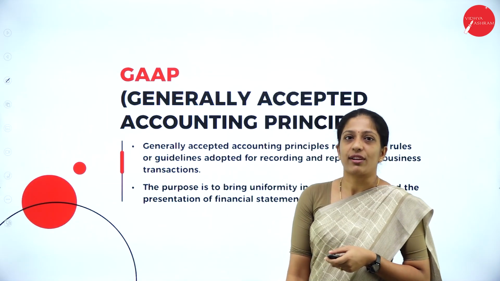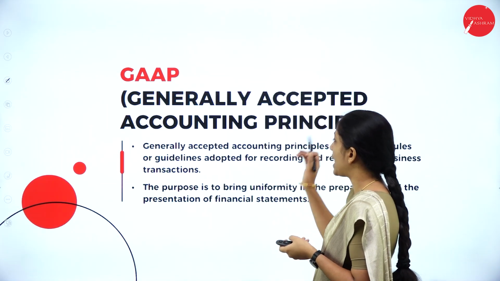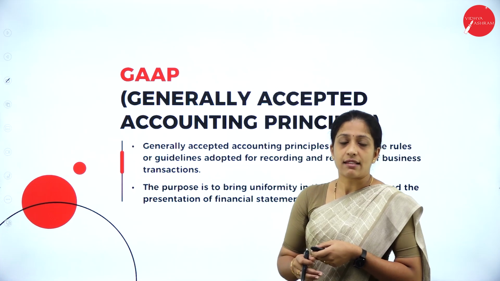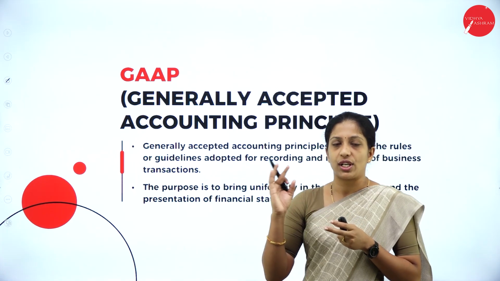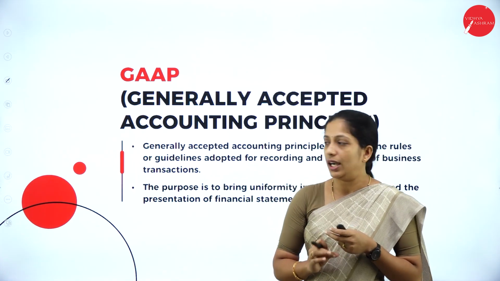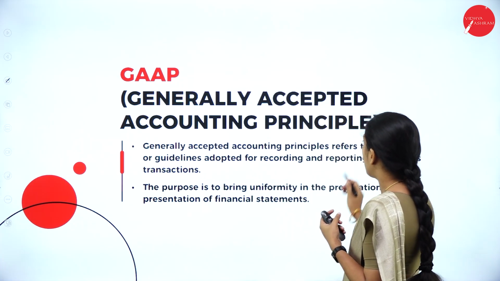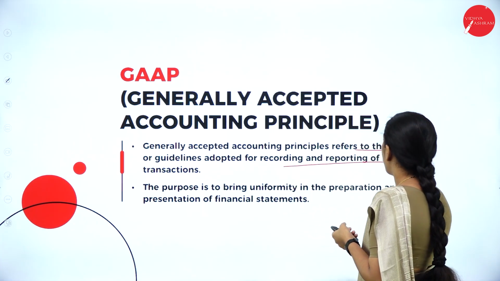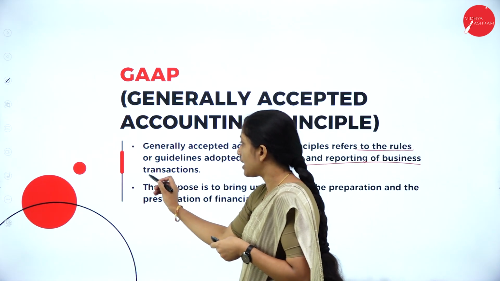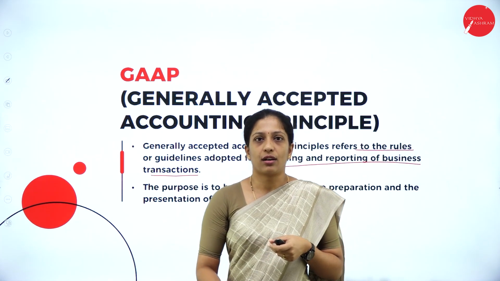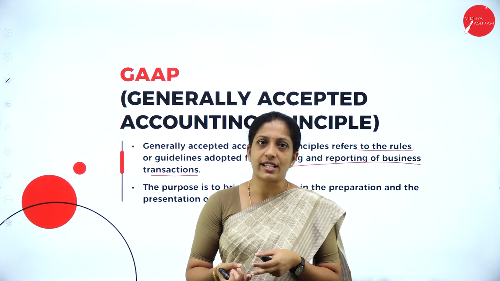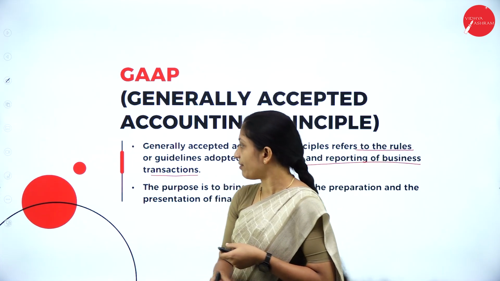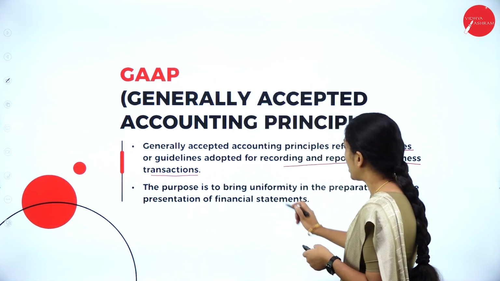Now, let us see about GAAP. What is this GAAP? Generally accepted accounting principles, as I have told you, are the principles generally accepted all over the world. Generally accepted accounting principles refer to the rules or guidelines adopted for recording and reporting business transactions. So, we follow these rules and regulations while maintaining the books of accounts. The purpose is to bring uniformity.